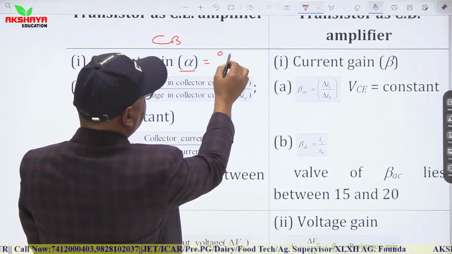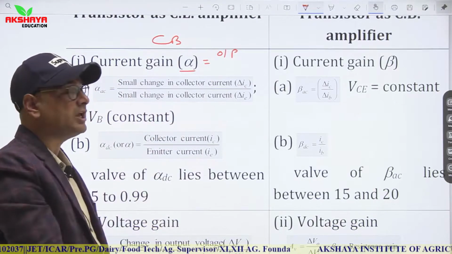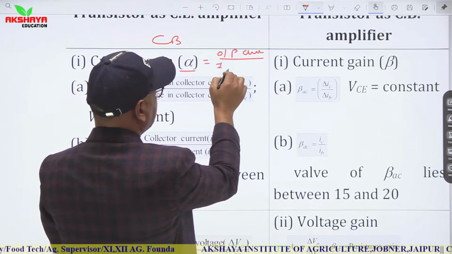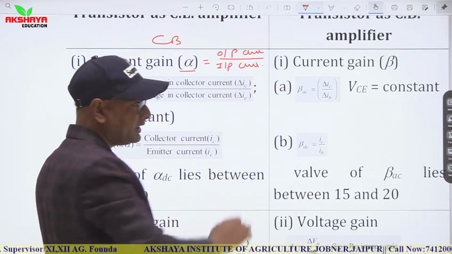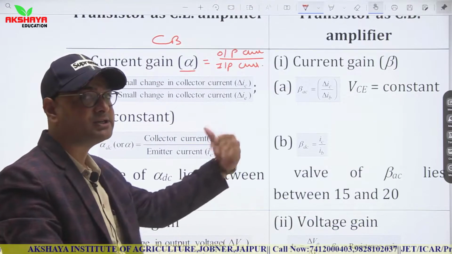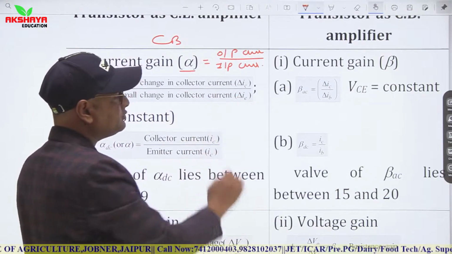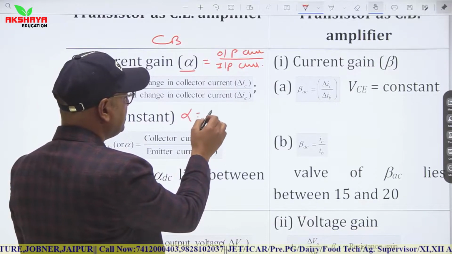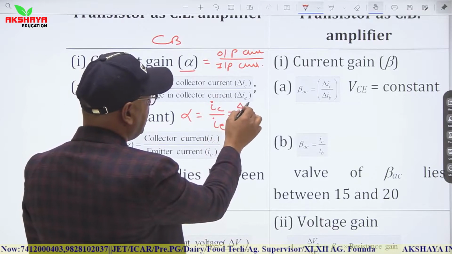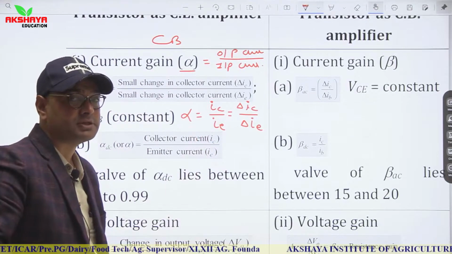Alpha is simply denoted as output current with respect to input current. This is the simple concept of current gain, either in CB configuration or CE configuration: keep in mind, output current with respect to input current. If we talk about CB configuration, then here the output current is IC and the input current is IE. So we can say change in output current with respect to change in input current. Alpha is IC upon IE, or in the form of change, del IC upon del IE. This is the current gain in case of CB configuration.